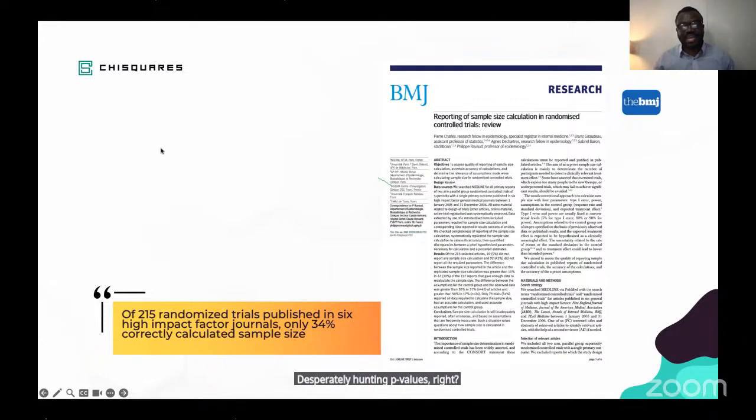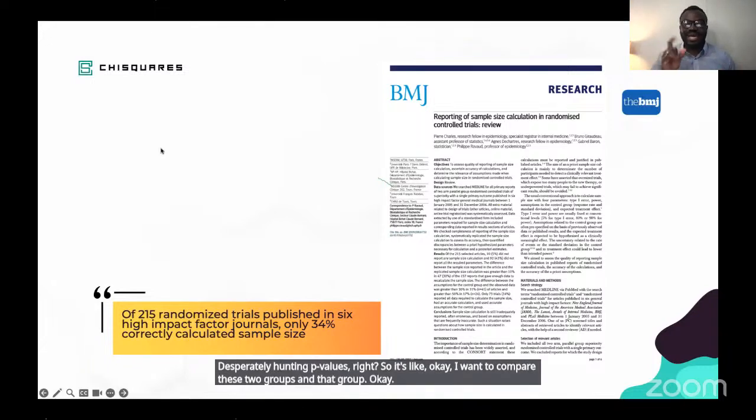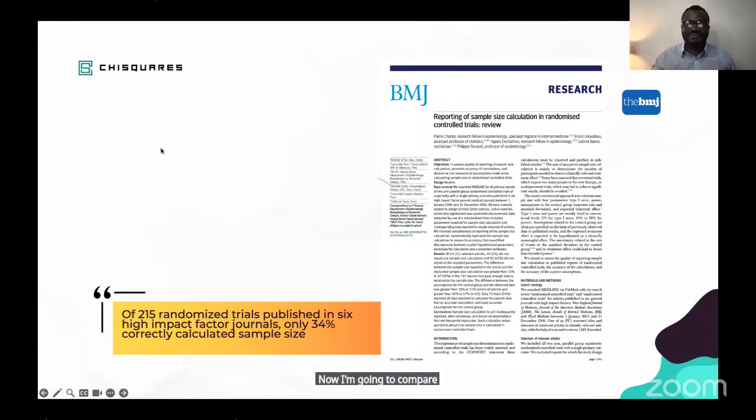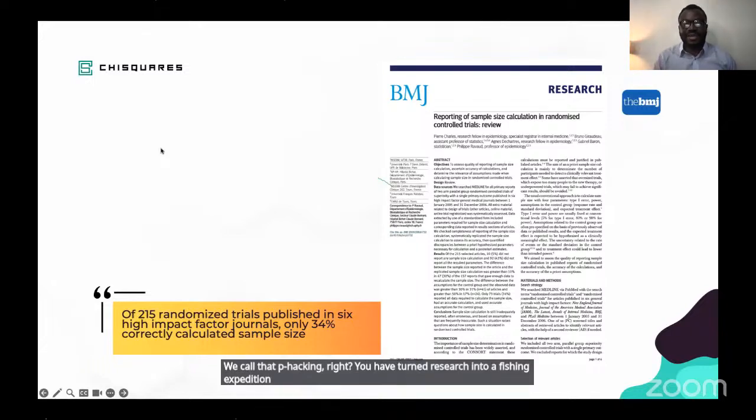So it's like, okay, I want to compare these two groups and that group. Okay, the result is not significant. Now I'm going to compare this and that. And then I'm going to compare the remaining 1 million groups, right? And I'm going to do this until I get a result that is significant. We call that p-hacking, right? You have turned research into a fishing expedition. This is not good, right?